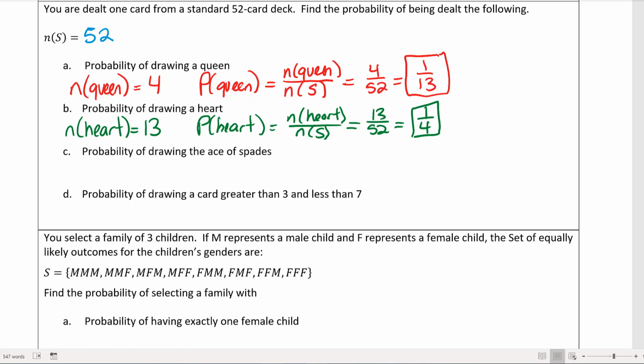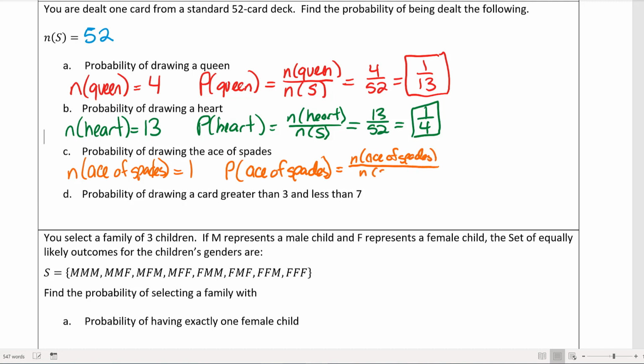Next, we're trying to find the probability of drawing the ace of spades. When I'm talking about the ace of spades, there is only one card in the entire deck that is the ace of spades. Every card in the 52 card deck is unique, so there's only one. So the probability of pulling the ace of spades is equal to the number of ways we could pull the ace of spades divided by the number in our sample space, so that's 1 out of 52.